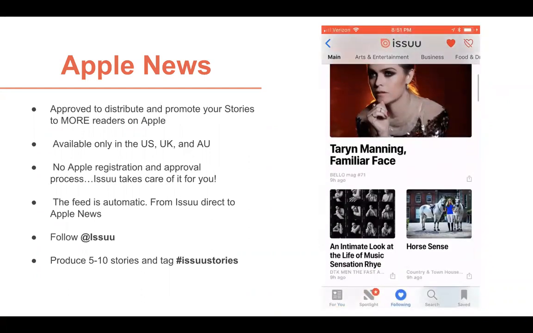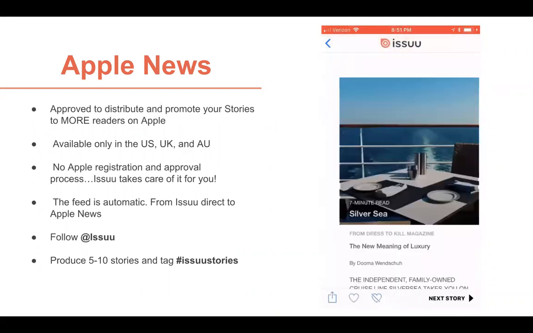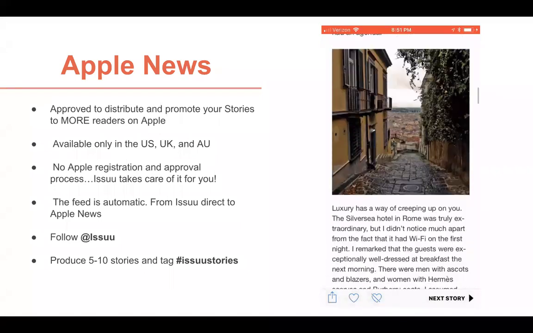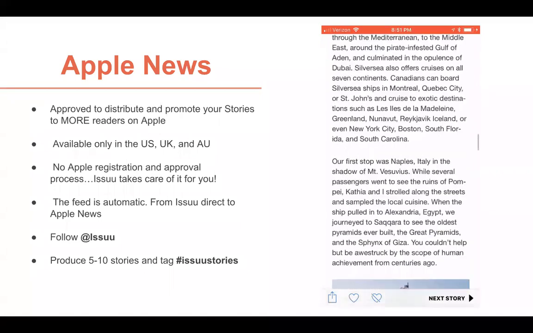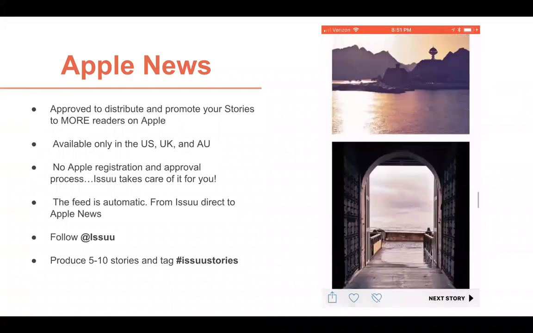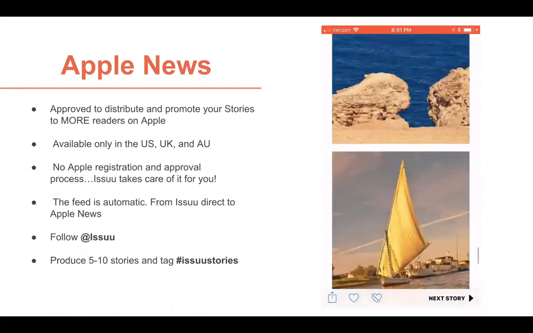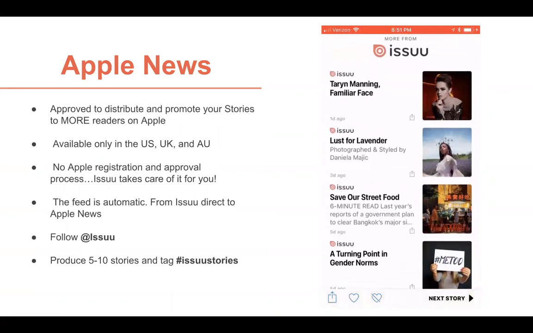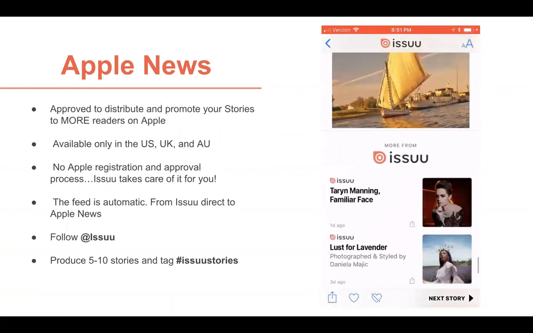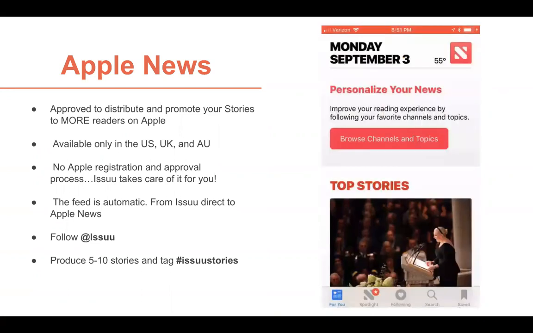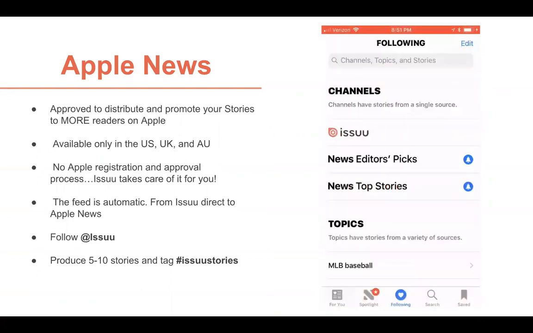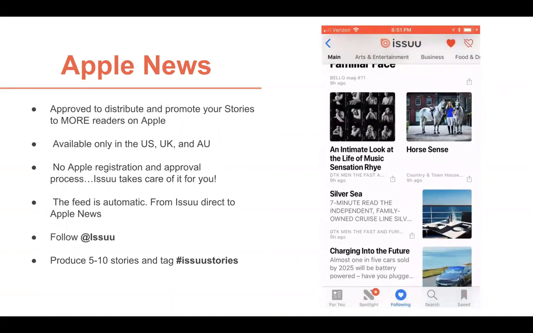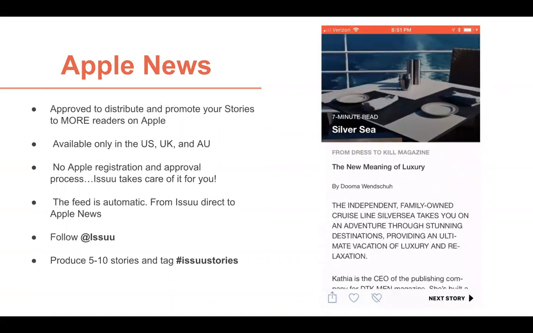But if you start creating article stories, and if you share these article stories, just remember to use this hashtag Issuu Stories. And we suggest creating something between 5 to 10 stories for your publication. And if you share this across your Facebook, just remember to add this hashtag. And if we think it is good to go to Apple News, we can easily push it there. So that's a free promotion option for you.